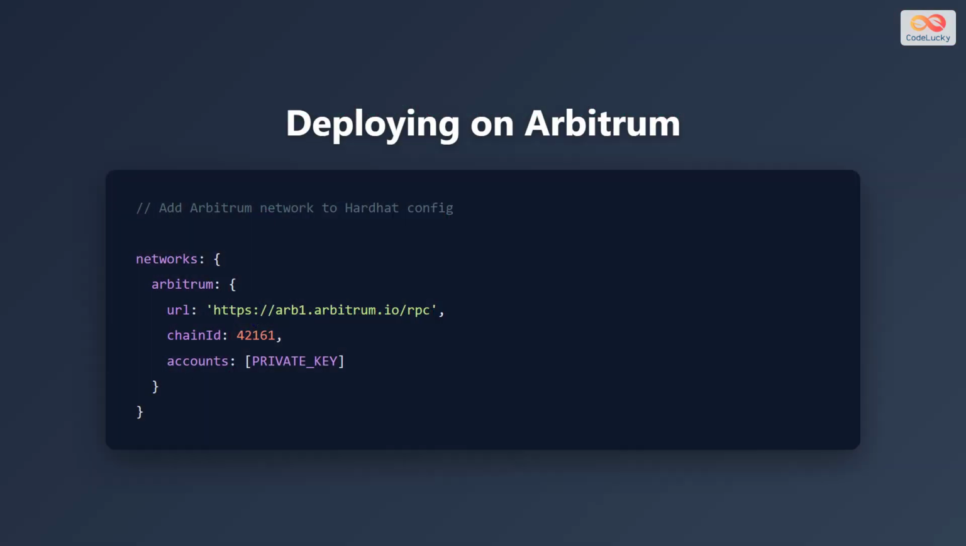Deploying contracts on Arbitrum is straightforward. You simply add the Arbitrum network to your Hardhat configuration file. Specify the RPC URL as https://arb1.arbitrum.io/rpc, set the chain ID to 42161, and provide your private key in the accounts array. Your existing Ethereum contracts can be deployed without any code changes.